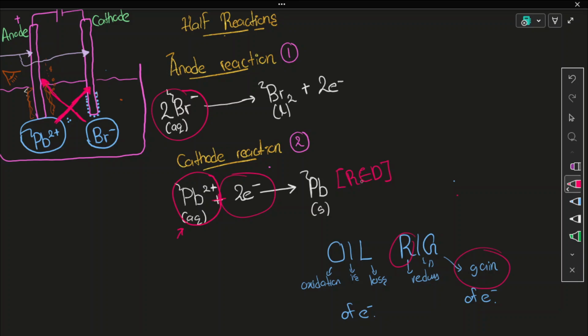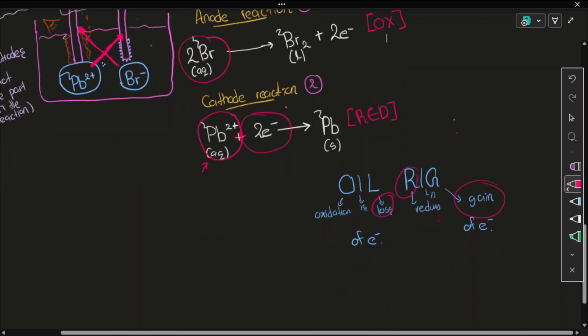So ultimately, if one is the reduction, the other will be the oxidation. To further confirm that, oxidation should be the loss of electrons, and you can clearly see the Br minus is losing these extra electrons to become Br2, and boom, oxidation. This is the reduction reaction. This is the oxidation reaction.